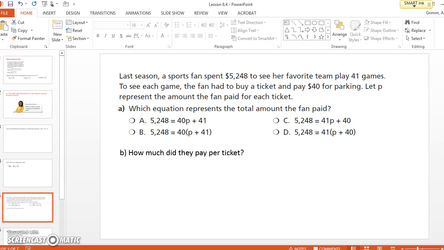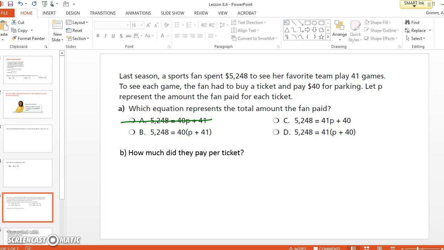Okay, so let's look at A. Could A possibly be correct? Yes or no? No. Why no? Well, we don't know if we need parentheses yet or not. We're probably thinking that because that's the lesson we're in. But tell me why A would not work. Catherine. Very good. It's not multiplying the 41 because the 41 represents how many games they went to, right? So there's no way this can be right. This would be 40 games, right? So there cannot be A.